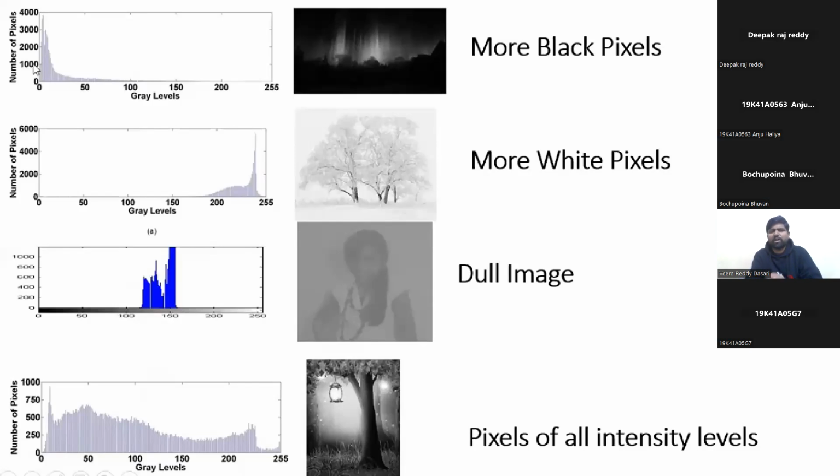First, you have to understand how a histogram is drawn. You take an x-axis and a y-axis; on one axis you take the number of pixels, and on the other the pixel intensity levels. 0 represents pure black and 255 represents pure white. If an image contains more white pixels, the graph is on the right side. If it contains more black pixels, the graph is on the left side. And if the image consists of all intensity levels, the histogram graph looks like this.